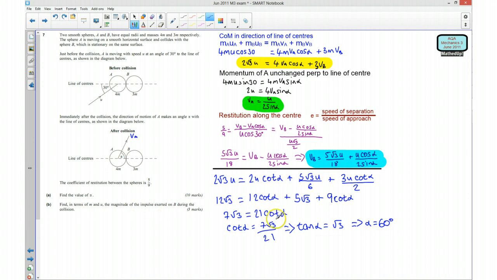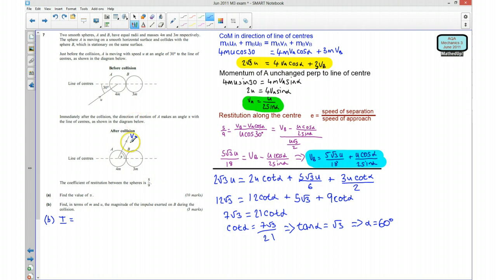Okay, so part B, where can I do part B? Well, I'll start part B over here and then we'll see how we get on. Okay, part B says find in terms of M and U the magnitude of the impulse exerted on B during the collision. Now the impulse on B is going to be the change in momentum on B along the line of centre. So the impulse is going to be the change in momentum of B along the line of centre.